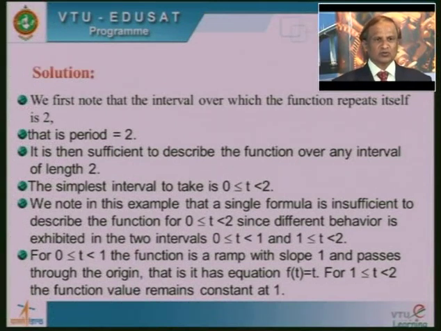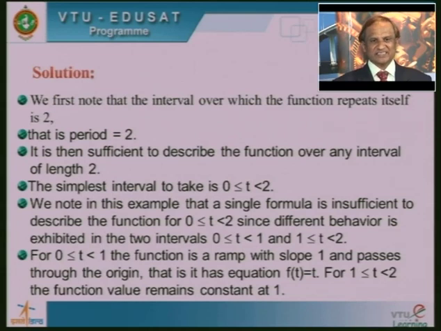So, we want to note down that the interval over which the function repeats itself is 2. Is it clear? So, 0 to 1 and 1 to 2, it means the period is 2. So, it is then sufficient to describe the function over any interval of length 2. The simplest interval to take is 0 to 2. It means t lies between 0 and 2.